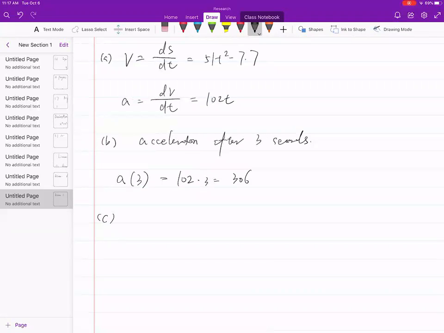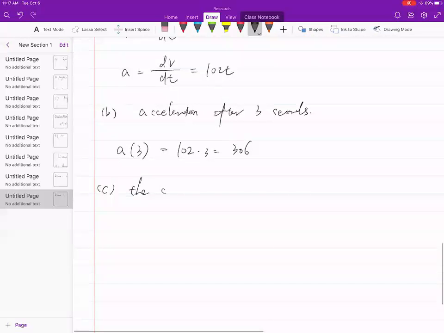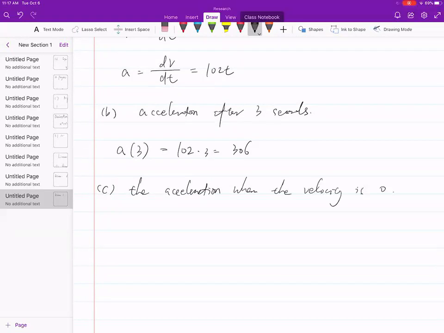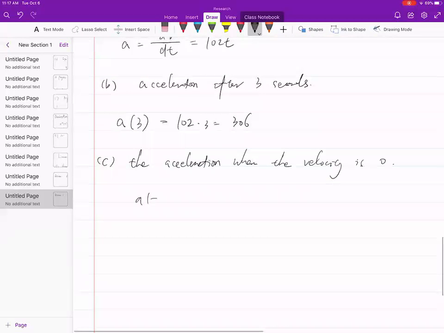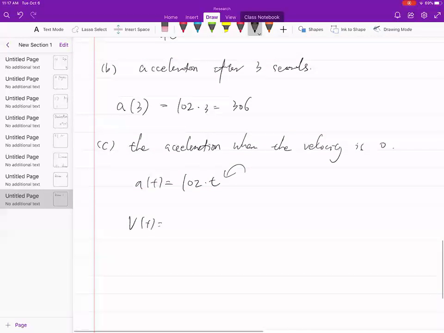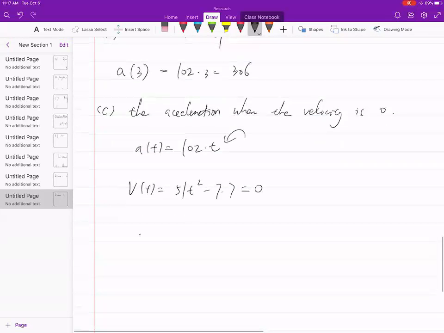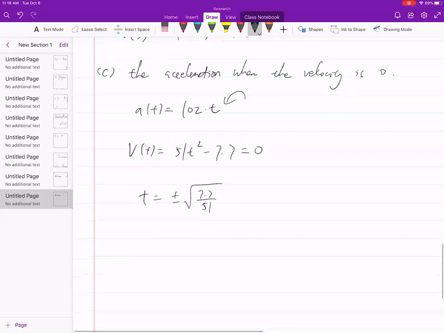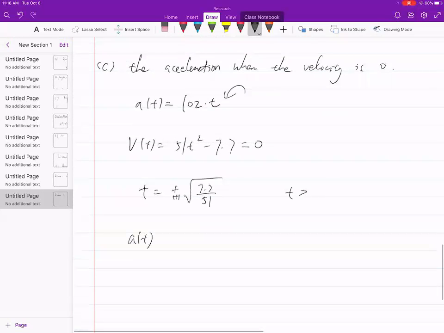Number C, the acceleration when the velocity is 0. To do that, you just need to plug into A, 1.2 times t. You just need to put in the corresponding time. Okay? The problem here is, what is the time? Well, that happens when your velocity, which equals this, equals 0. That's how we are going to solve for t. Okay, from here you can see t equals plus minus square root of 7.7 divided by 51. Still okay? Cool. And then plug this one back. Clearly, we need to take the positive one because t is bigger or equal to 0.